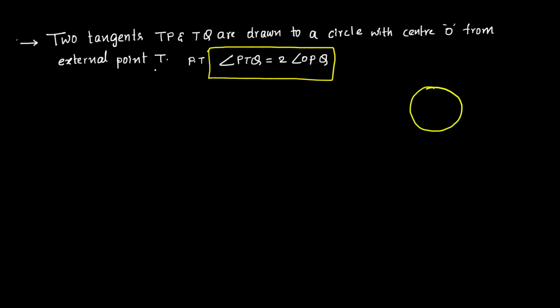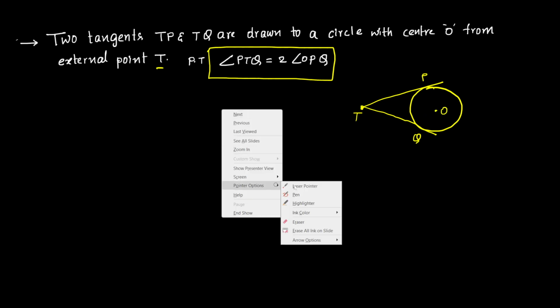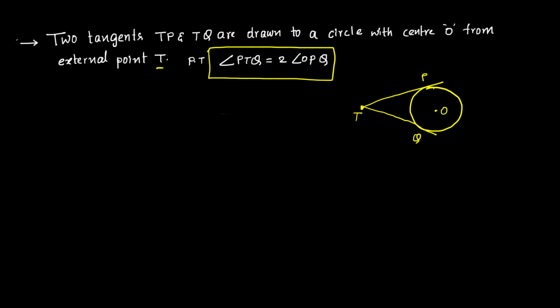Now here the external point is T. So this will be our external point, and TP is one tangent and TQ is another tangent, and O is the center of the circle. Now what we have to prove? So this is angle PTQ, and this will be angle OPQ. We need to prove that angle PTQ is double the angle OPQ.